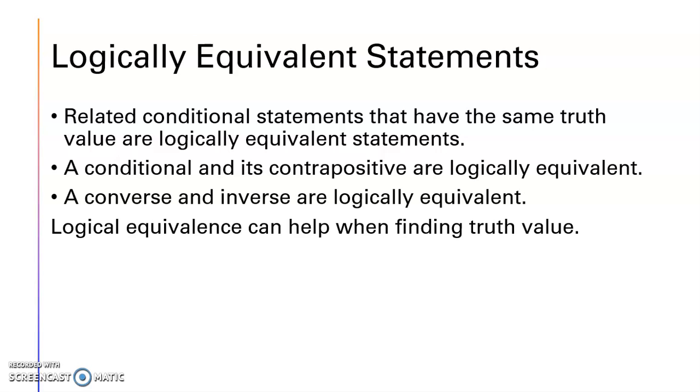If the original is true, the contrapositive will be true. If the original is false, the contrapositive will be false. They are linked together. The converse and inverse are also logically equivalent. So if a converse is false, then the inverse is false. If the converse is true, the inverse is also going to be true. So this just helps you when you're trying to determine true or false, because sometimes all those nots and switching the order makes it hard.